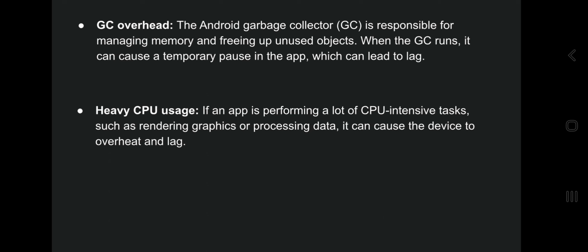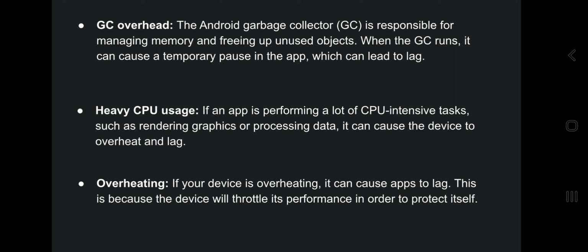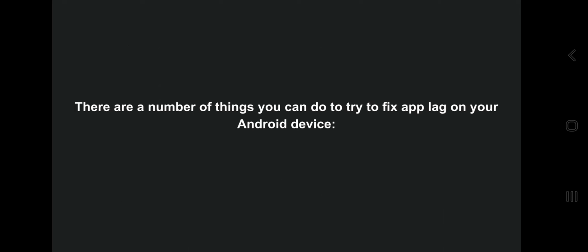Next is heavy CPU usage. If an app is performing a lot of CPU intensive tasks such as rendering graphics or processing data, it can cause the device to overheat and lag. The next is overheating. If your device is overheating, it can cause apps to lag. This is because the device will throttle its performance in order to protect itself.